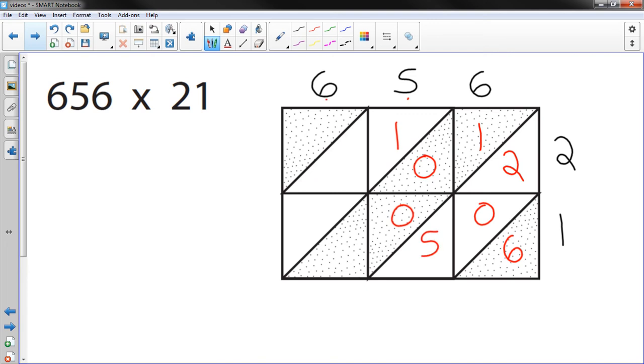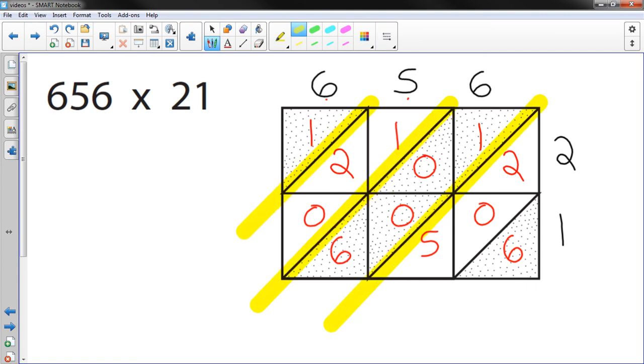Go to the next column. 6 times 2 is 12. 6 times 1 is 6. Okay. Now I'm going to draw these in so you can see the adding part. That's sometimes a confusing part, I think, for some people. And add away. 6, 2, 0, 5 is 7, 1, and 6 is 7, 1 and 2, 0, 3, and I got a 1 there.